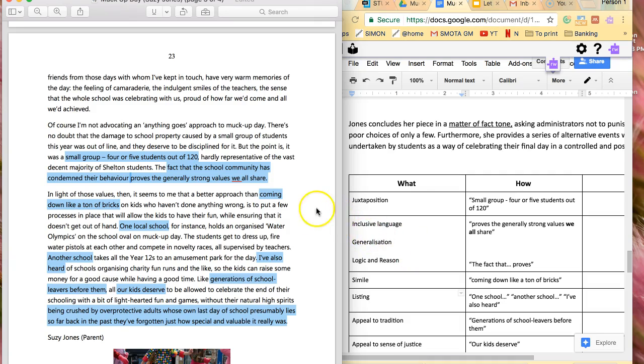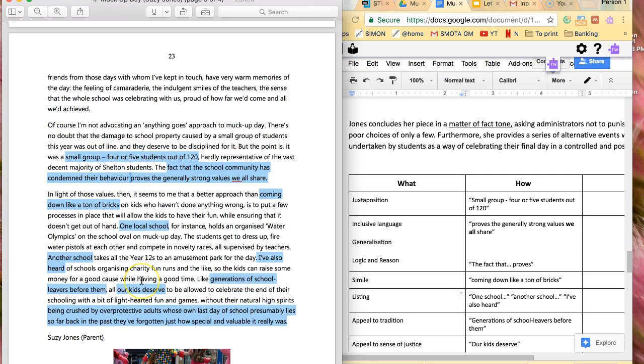You could say that's also a generalization. We all share. Maybe not everybody in the community does share these strong values in reality, but they probably want to think that they do. So she's appealing to her audience, as in parents and teachers, desire to feel like they have good values. They have strong values. And she also makes this kind of logical and reasonable argument. The fact that the school community has condemned their behaviour proves the generally strong values we have. So there is no question we are a good school community, therefore we shouldn't punish the children because of this sharp difference in this small group versus the large group, this naughty group of 4 or 5 students.